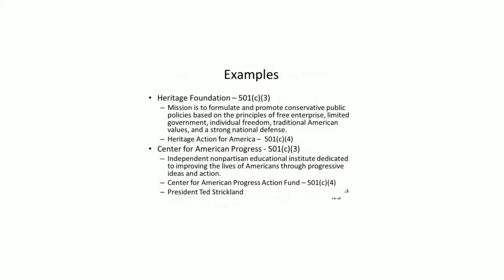Now, the previous examples we looked at are examples of institutes that are not generally known to have a particular ideological or political bias. These next two institutes do have a particular bias in regard to the kind of work they do. The Heritage Foundation is primarily focused on conservative public policies, whereas the Center for American Progress is much more focused on liberal or progressive issues.